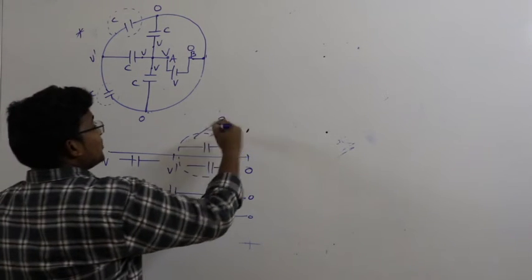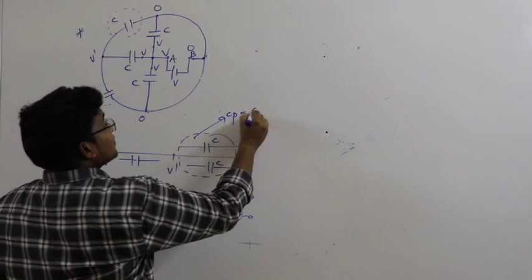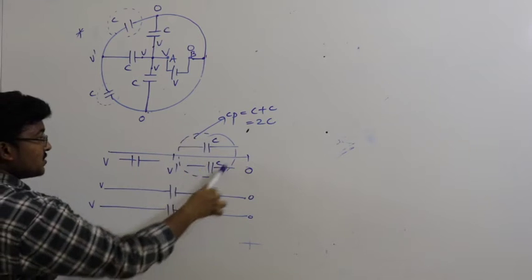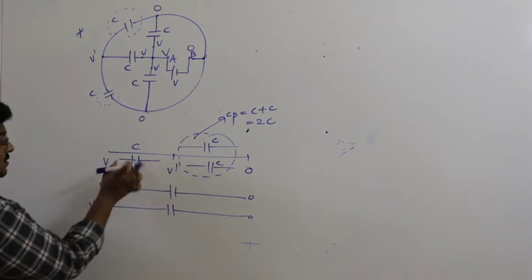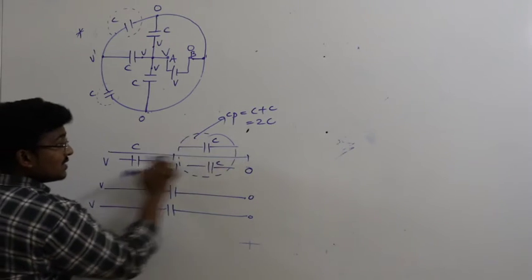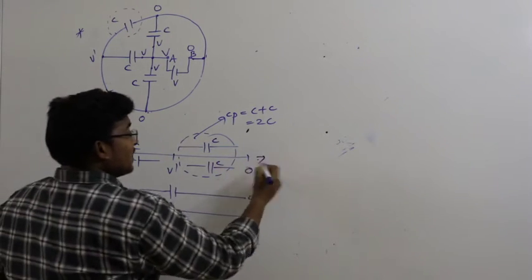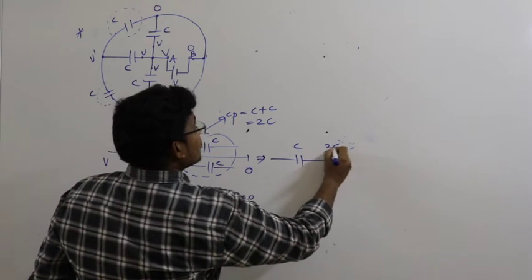So in parallel you just solve. This is C, C. In parallel, what is the formula? C plus C, which is 2C. So this combination is 2C. And here, this is C, this is C, and this is 2C in the same single branch. So this I can write like this. This is C, and we got this one as 2C.